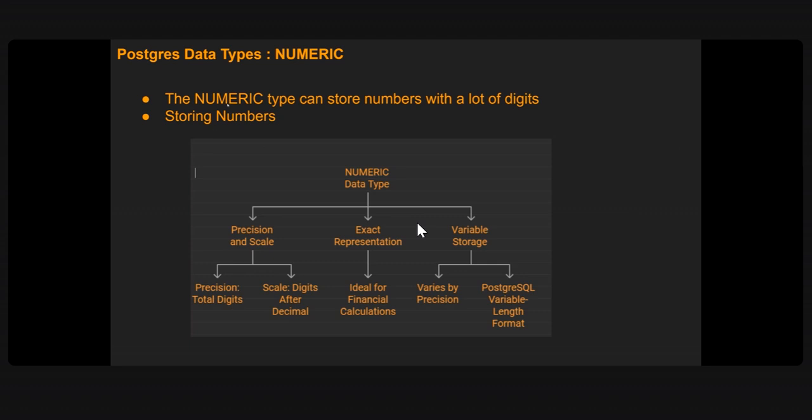So coming back to our numeric part, it can store numbers with a lot of digits. This numeric data type we use only for storing numbers. Now let's break this numeric data type up and see what we have. We have precision and scale. Precision means total digits, scale means digits after the decimal. Exact representation, ideal for financial calculation.